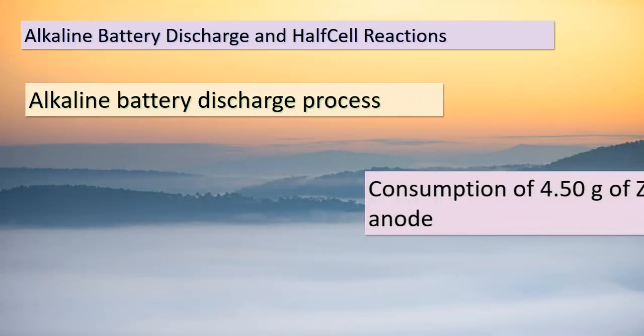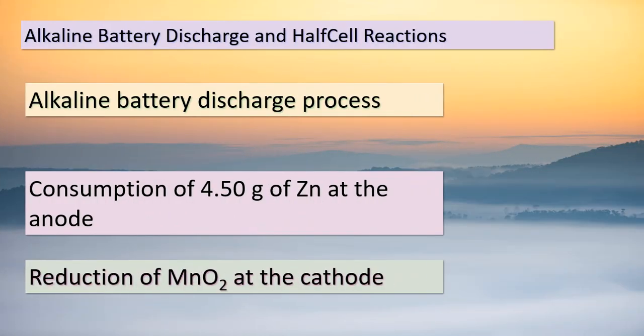Welcome back, students. Today, we're delving into the intriguing world of batteries and the chemistry behind their operation. Our focus now shifts to alkaline batteries. Imagine a scenario where 4.50 grams of Zn, zinc, is consumed during the discharge process at the anode of the battery. As we know, every battery involves half-cell reactions that occur at the anode and cathode.